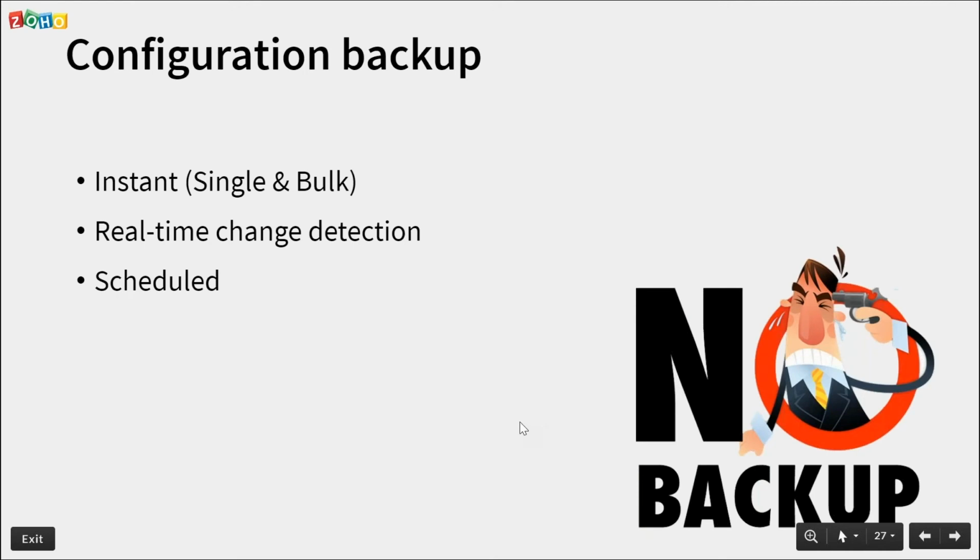So moving on to configuration backup. Configuration backup is an important feature in Network Configuration Manager because backups are very important to combat network outages. So in Network Configuration Manager, you can take backup of devices using instant backup method, real-time change detection method, and scheduled backup. In an instant configuration method, all you have to do is choose the devices for which you want to backup and then click on backup option.